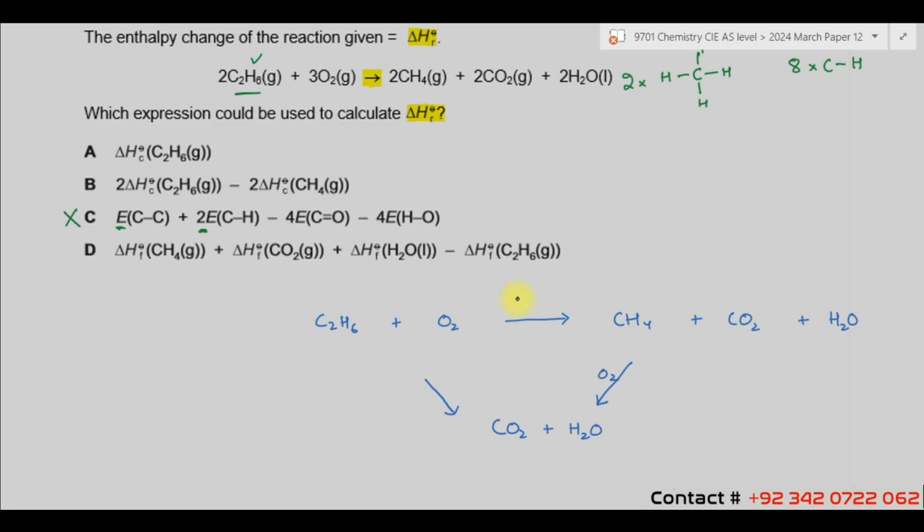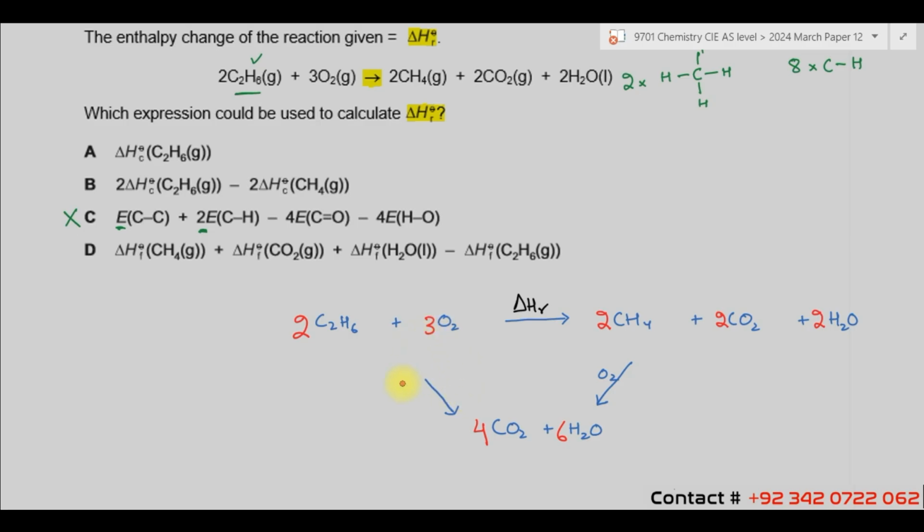Okay, we have to find the enthalpy change of reaction for this one. So let's write down the moles from balanced equation. We have 2 moles, 3 moles, 2, 2, and 2. Let's balance it. So we have 4 carbons. We can write 4 CO2. We have 8 hydrogens, 12 hydrogens, and 12. 6 into 2. Balancing of oxygen is not necessary.